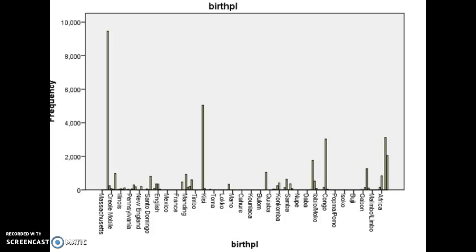We also see a good sized population coming from Kisi. Now, Kisi is a city in the West African country of Nigeria, and we see that these slaves were spread all across the continent of Africa, the Caribbean, and some were also born within North America, the United States as well.